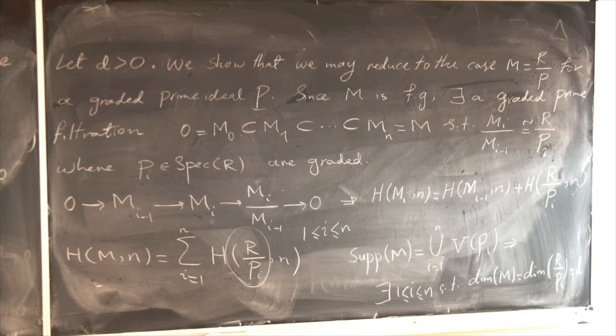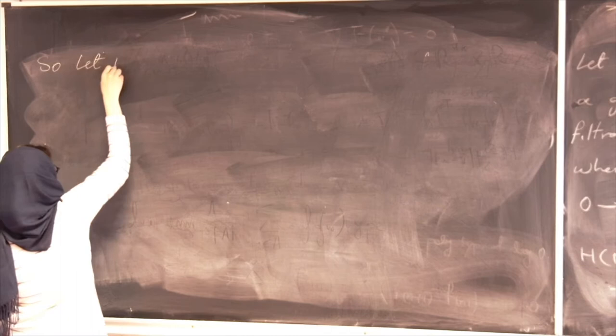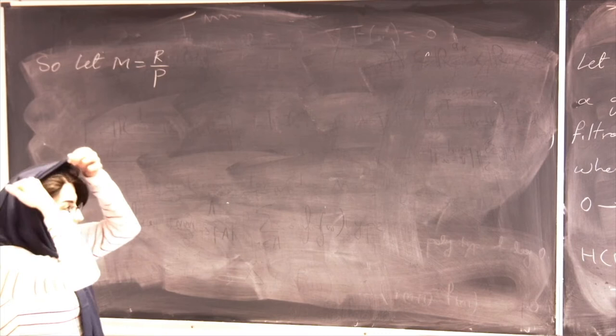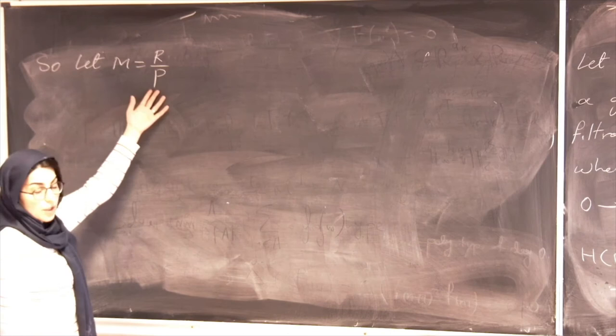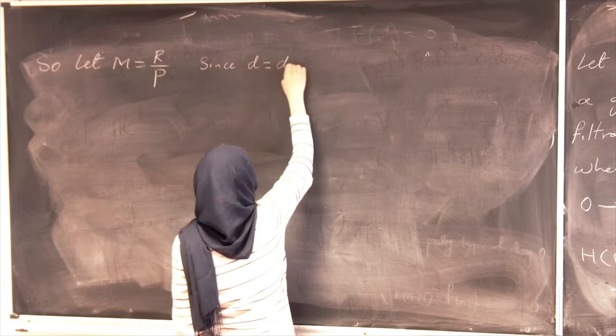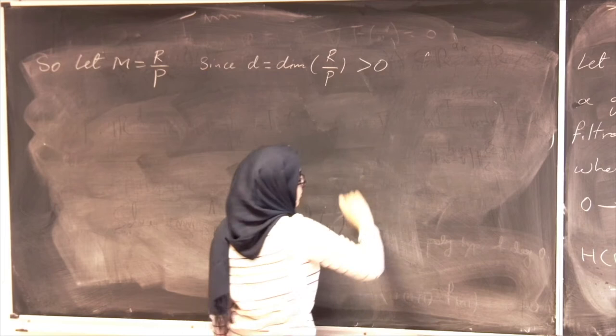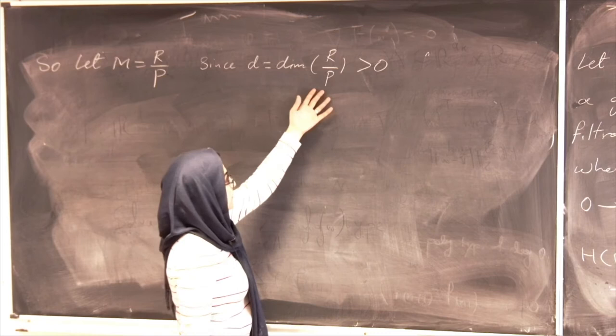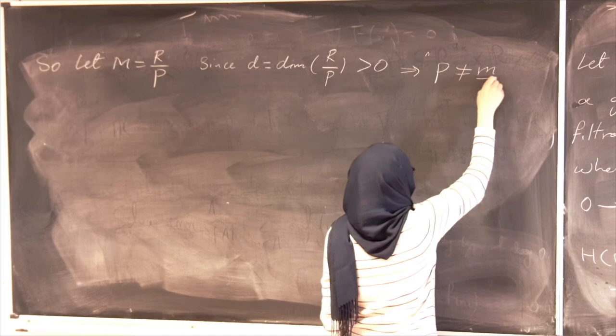So from now on, we assume that M is of the form R mod P, such that P is a graded prime ideal. So we know that R mod P is an integral domain, and D, which is the dimension of the module, which is now the dimension of R mod P, we are discussing the case that D is positive. This means that P cannot be the unique graded maximal ideal of the ring.